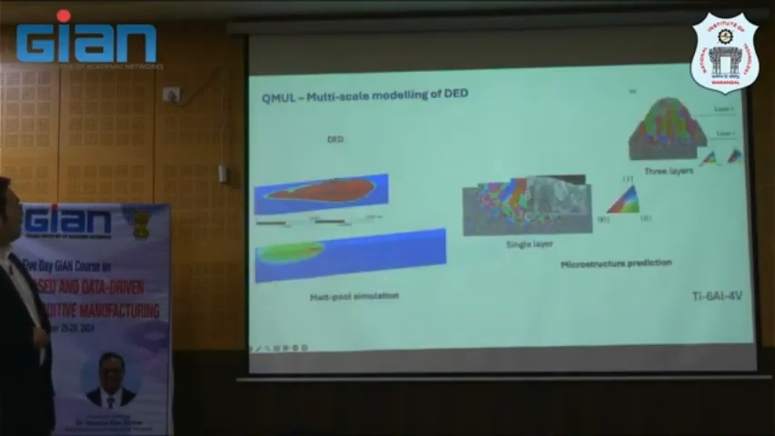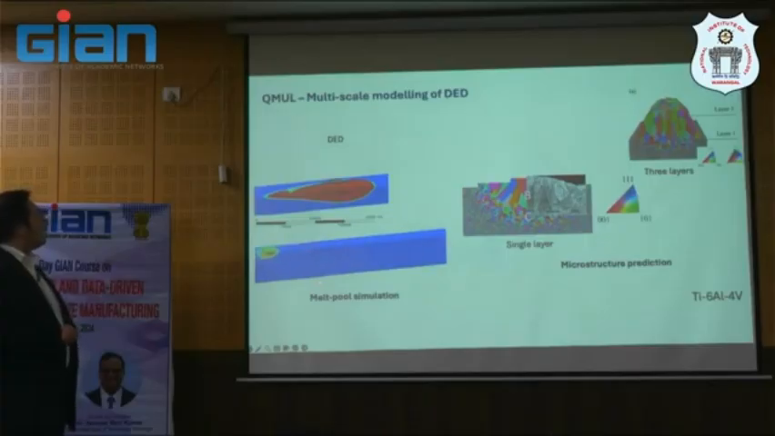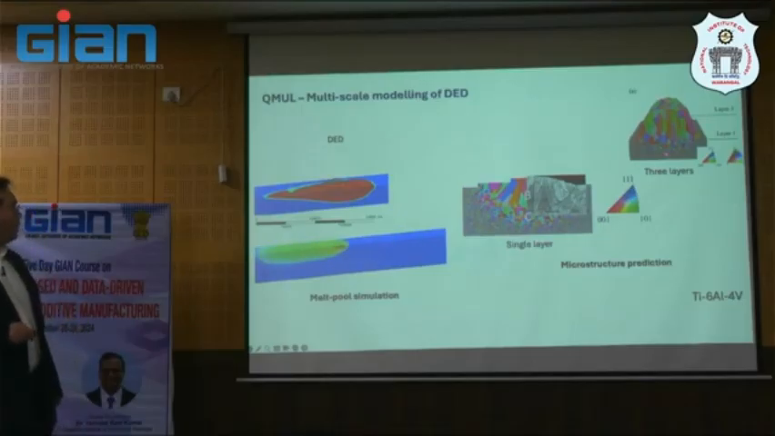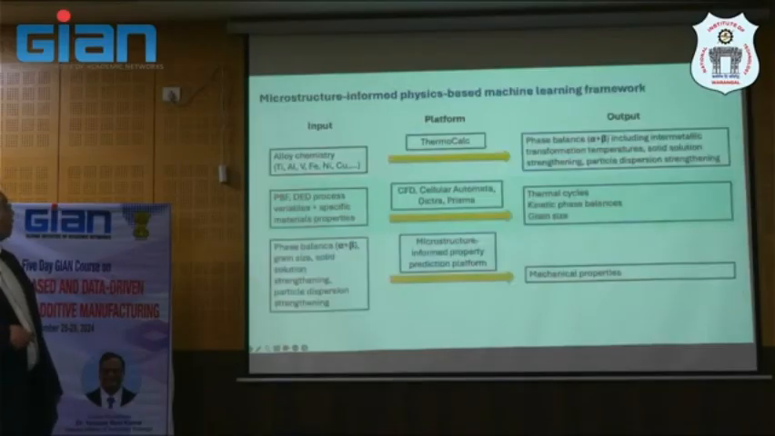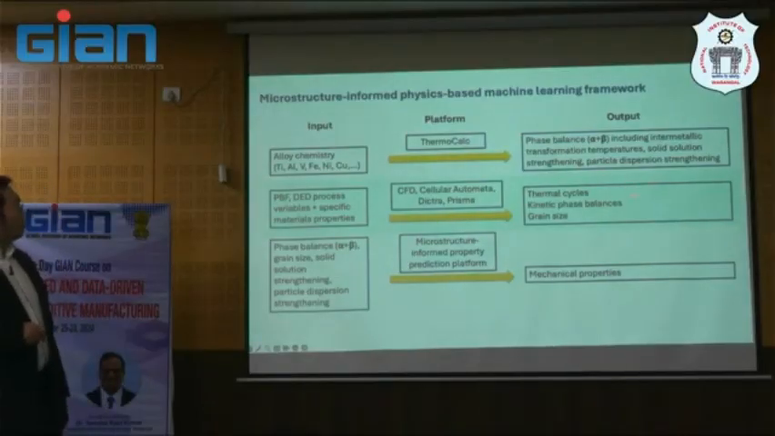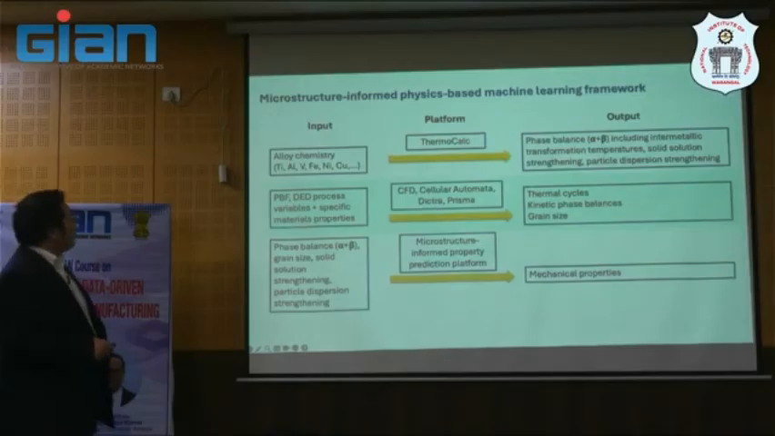So to give you some idea, as a picture here. If we apply the previous one with additive, we start to optimize with the DED process, for example, and look at the microstructure evolution at a representative number of layers of deposition here for designing a new material. And then we need to use this microstructure-informed framework here, a physics-based machine learning framework, to input the data using Thermo-Calc here, with output as phase equilibrium or intermetallic transformation temperature, solid solution strengthening, all the physical parameters that you are looking at.